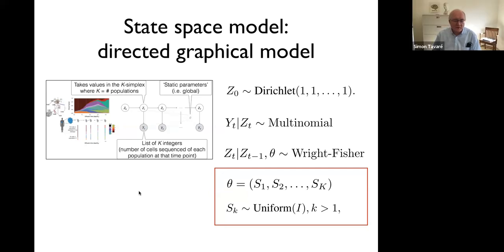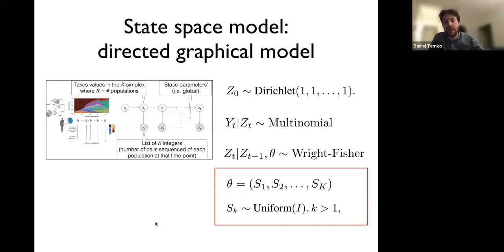Any other questions? I had a quick question. Hi, Daniel Temko. Thanks for a great talk. I was wondering, did you think about trying to infer the fitness of mutations rather than groups of cells?